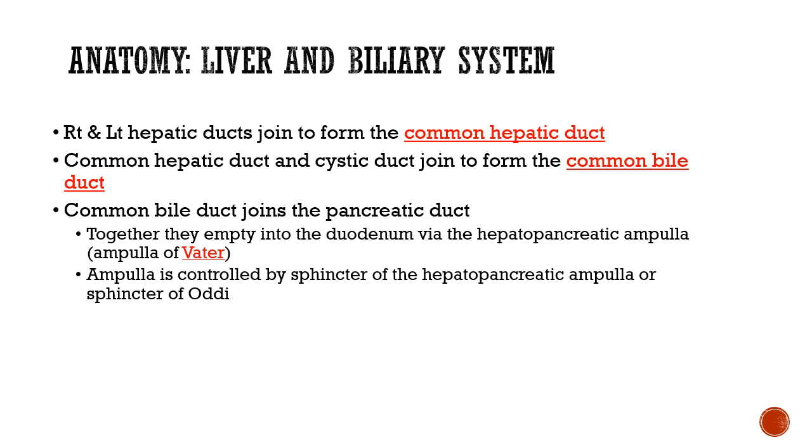So just to talk about the liver and the biliary system, the right and left hepatic ducts form the common hepatic duct. The common hepatic duct and the cystic duct join to form the common bile duct. The common bile duct joins the pancreatic duct. Together they empty into the hepatopancreatic ampulla, called the ampulla of Vater, and the ampulla is controlled by the sphincter of the hepatopancreatic ampulla, otherwise called the sphincter of Oddi.